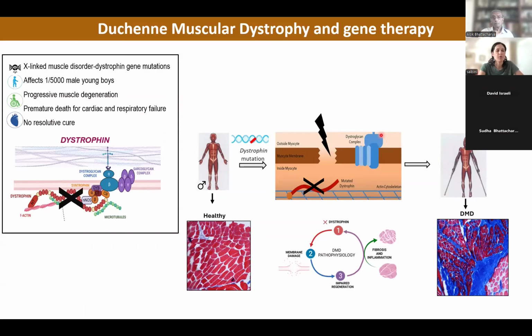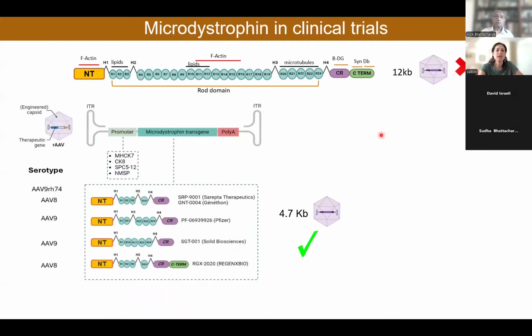So the most promising approach is gene therapy, where we deliver the therapeutic genes by AAV vector, adeno-associated virus, which has the capacity to target the muscle very efficiently. However, in the clinics, we now have five different products, which are all based on miniaturized versions of dystrophin, because AAV can accommodate only 5 kb of the gene, and dystrophin is more than 11 kb.